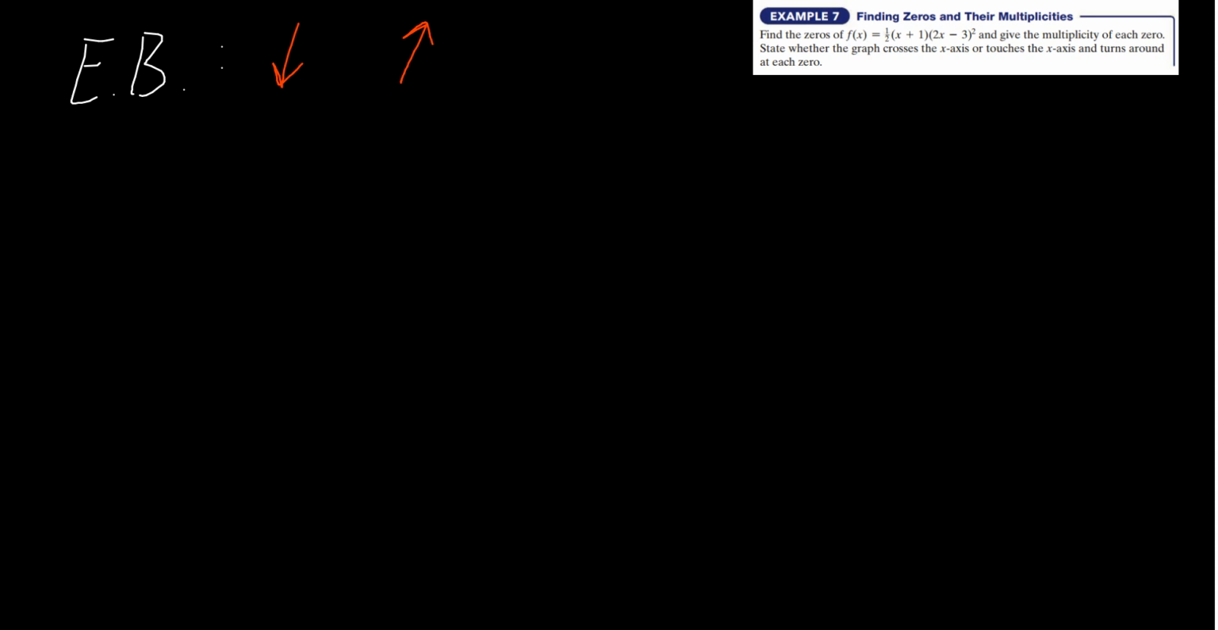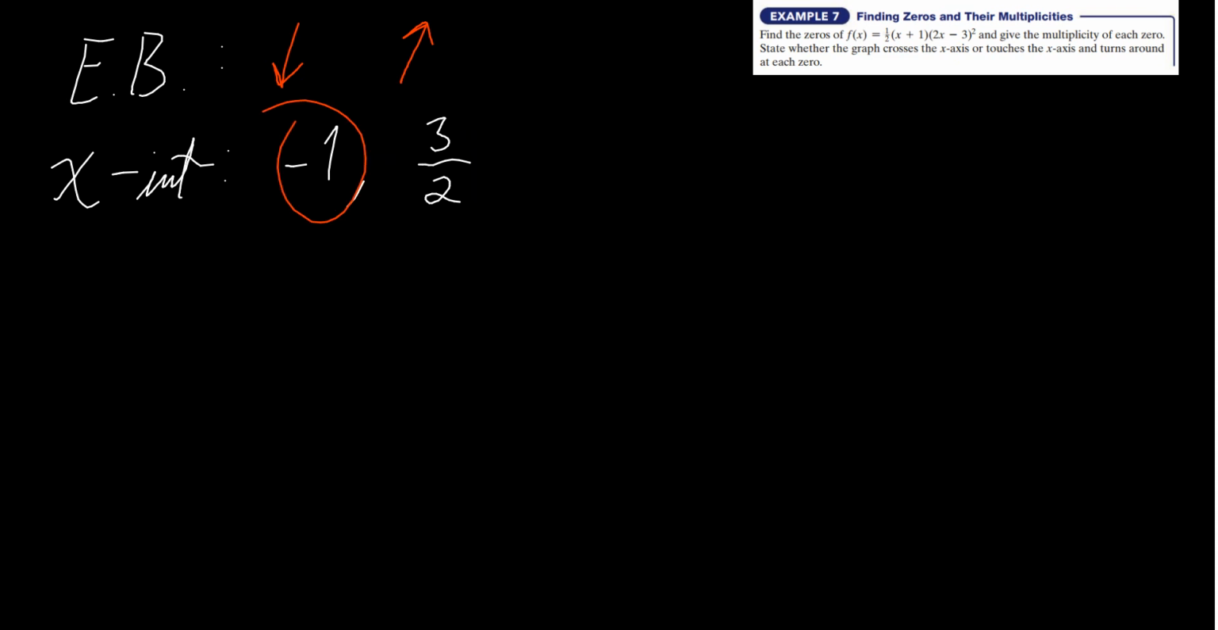Now, what are my x-intercepts? Again, the 1/2 doesn't really matter, but x plus 1 tells me that we have an x-intercept at negative 1, and the 2x minus 3 tells me that we have an x-intercept at x equals 3/2. So my x-intercepts are at negative 1 and at 3/2.